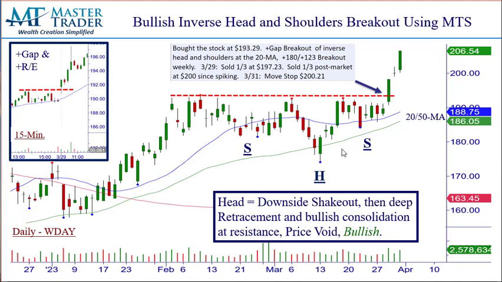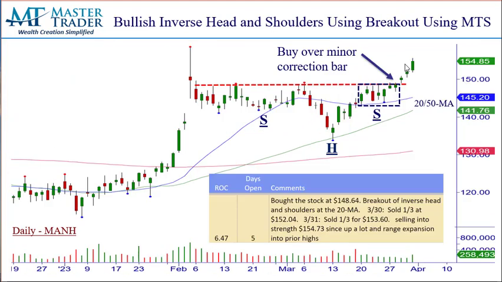Could this thing gap down to 180 someday? Of course it can. But the pattern was a rock solid, beautiful setup. We're still in it, taking advantage of it.